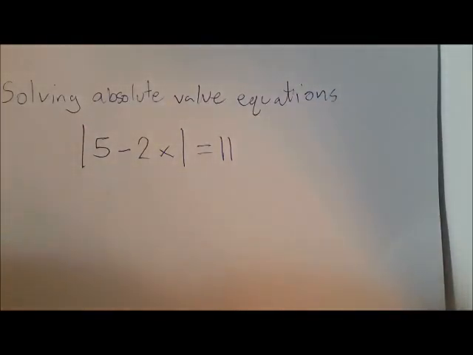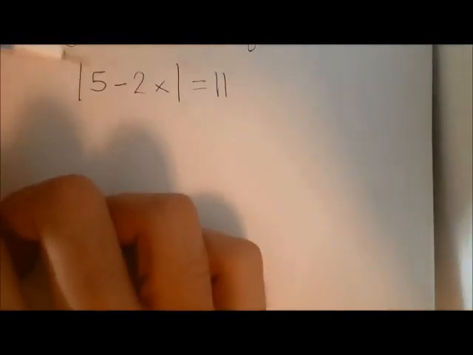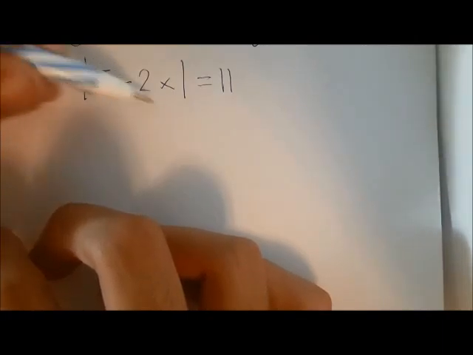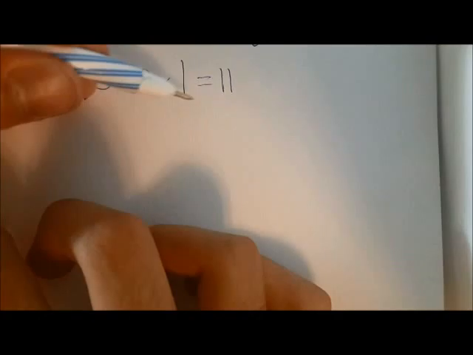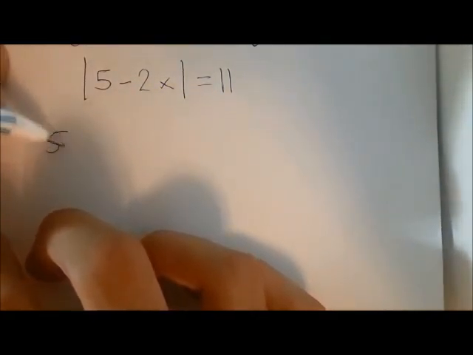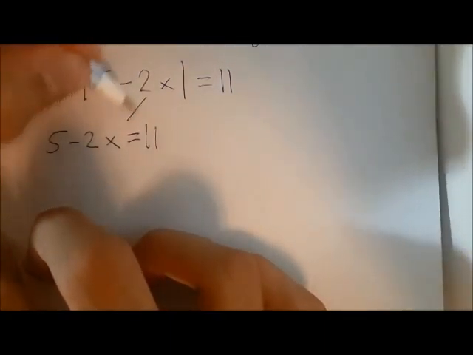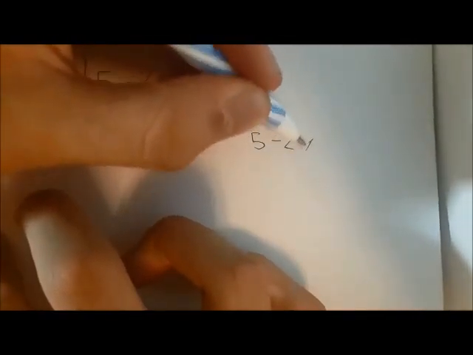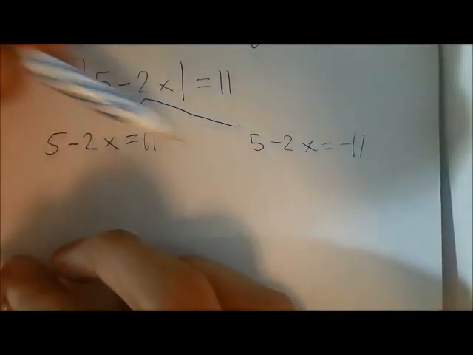To solve absolute value equations, we must break the equation into two parts. The first part looking exactly the same, just without the absolute value, and the second part being with the -11. So looking like this: 5, -11. Okay, so these are two different answers.